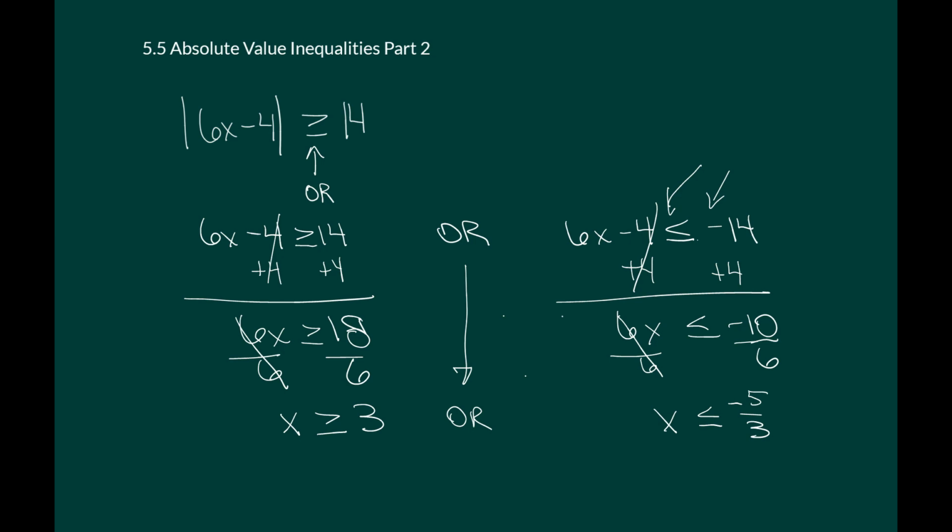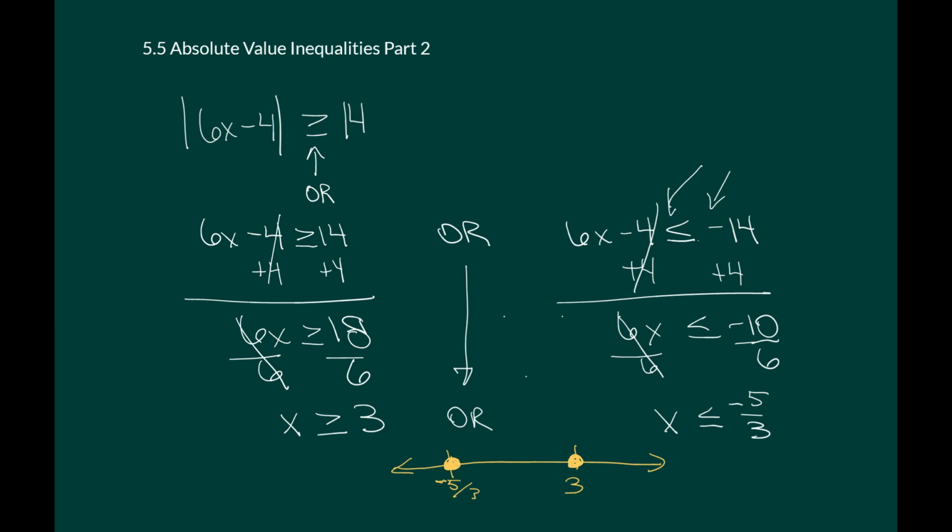Now let's graph this on a number line to see what we're dealing with. So I'm going to go from least to greatest. So over here it's going to be negative 5 over 3. And over here is going to be a positive 3. So this one right here is greater than or equal to. This one over here is less than or equal to. So both of these are going to be solid circles on my number line.